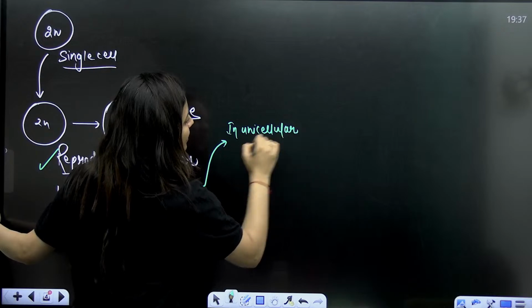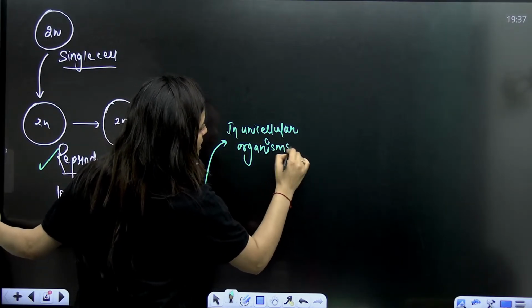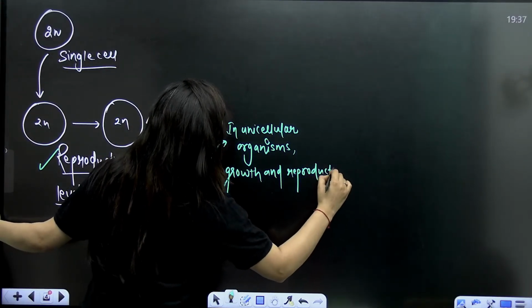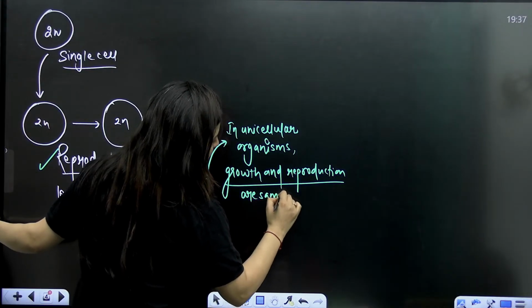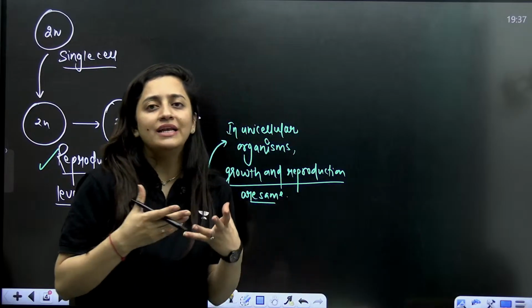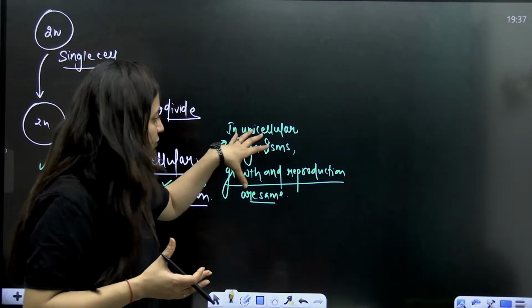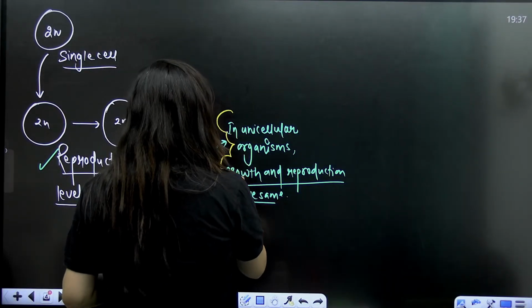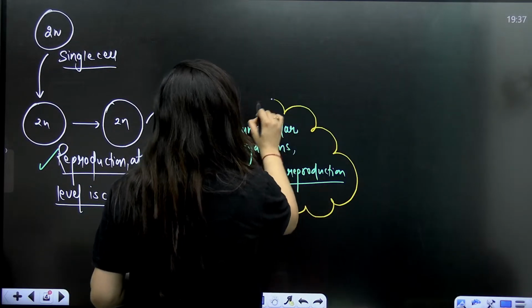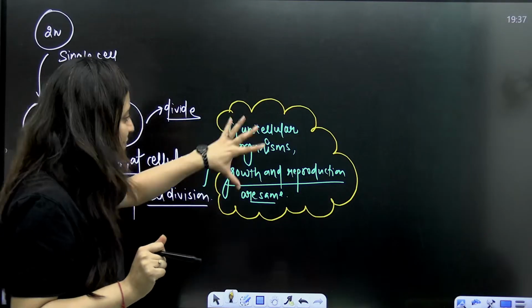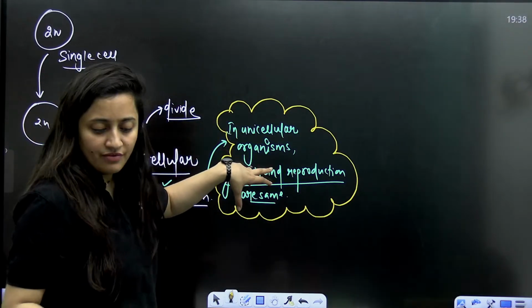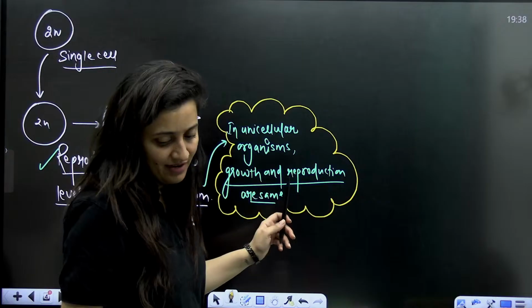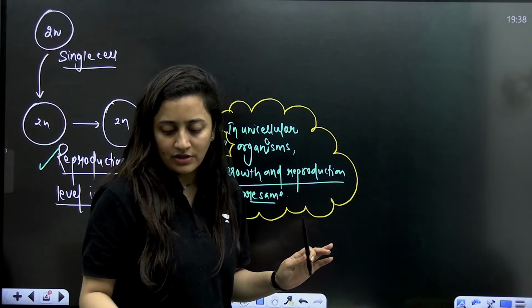When we talk about unicellular organisms, growth and reproduction are the same. Why? Because a unicellular organism, when it grows, will eventually divide into two. That single cell dividing into two means its growth and reproduction happen together. We also cover this in the living world chapter, where we say that such events which occur simultaneously are mutually inclusive events. So don't worry about that.